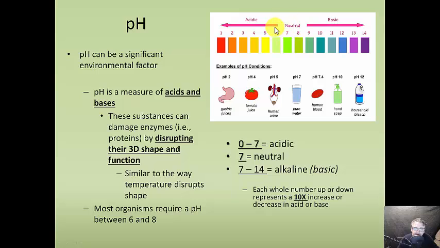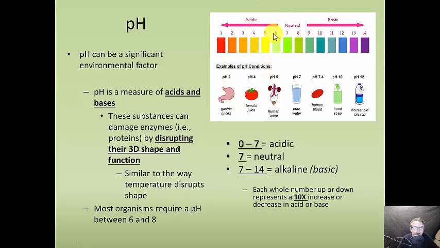And then it works in that a pH of 5 is 100 times more acidic than a pH of 7. So you multiply by 10 each time you go down. So a pH of 4 is 1,000 times more acidic than a pH of 7, etc.